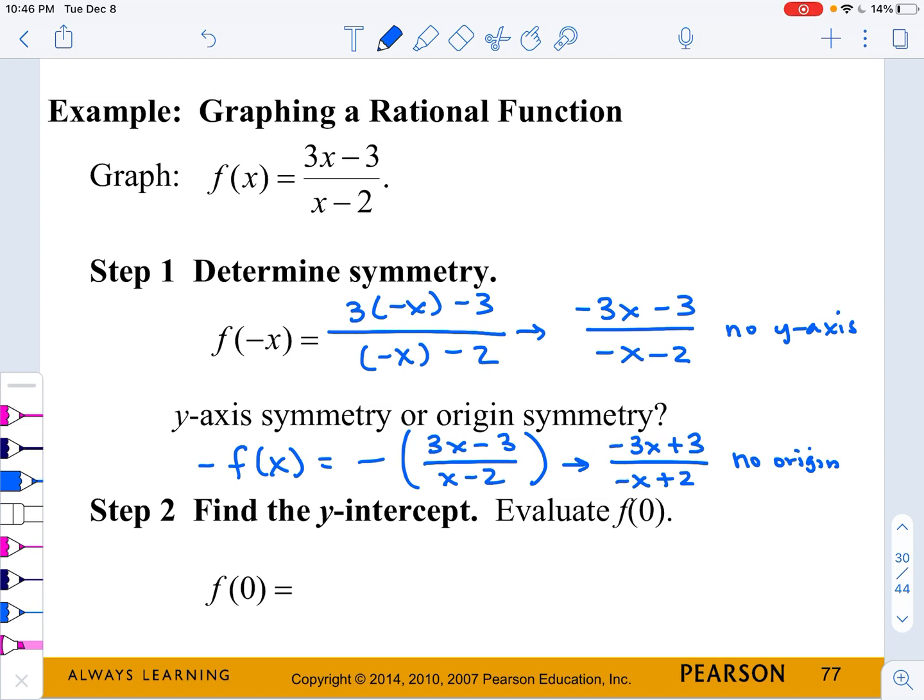We move on to step 2. Step 2, find the y-intercept. That means we're evaluating f of 0. That means everywhere we see x, we plug in 0.